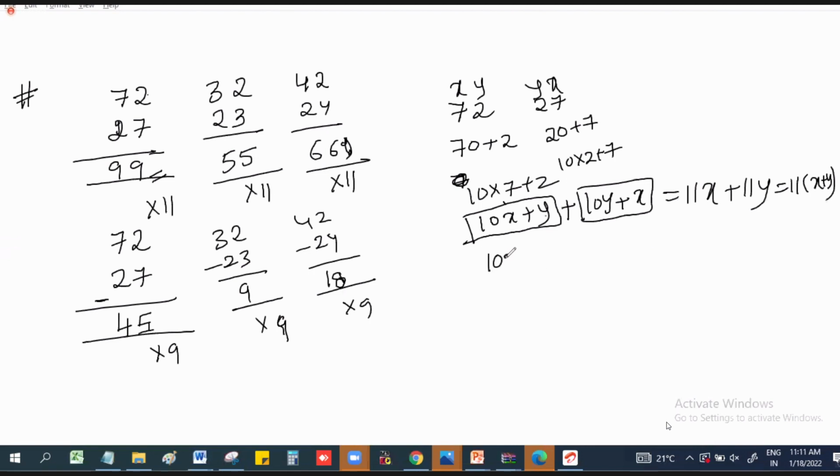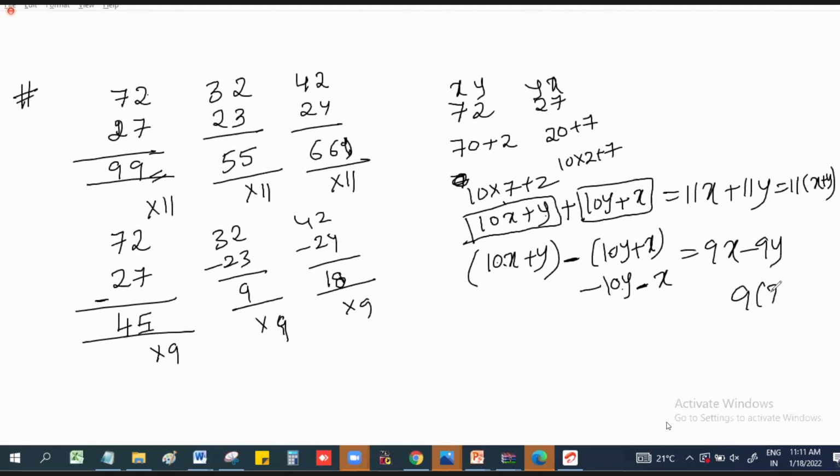Now if you subtract the two, when you open the bracket, 10x minus x is 9x, and 10y minus y is 9y, wait, the sign gives 9x minus 9y. If you take 9 common, it is 9 times x minus y. So it is definitely a multiple of 9. Yes or no, everybody?